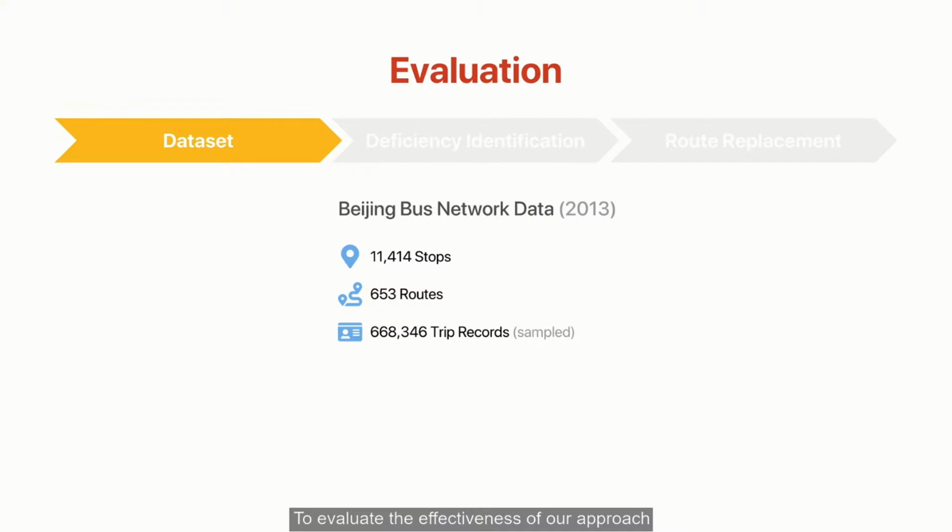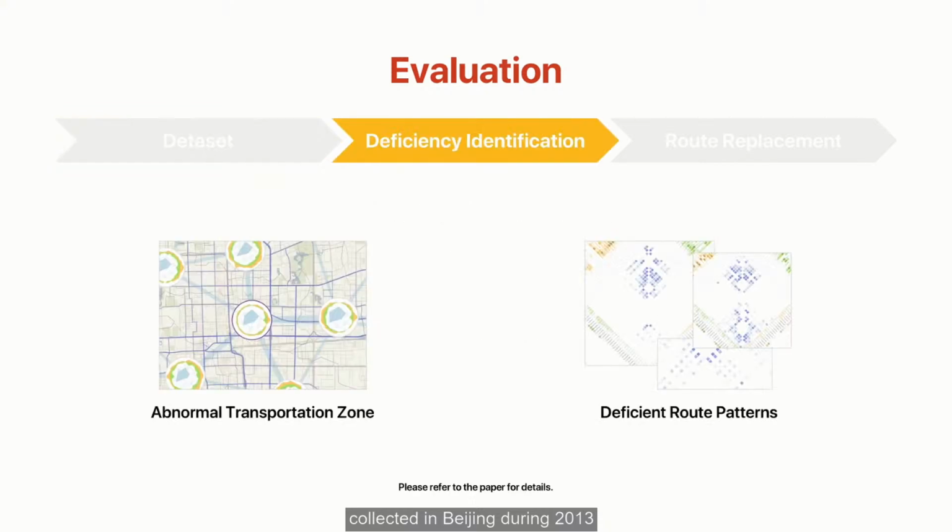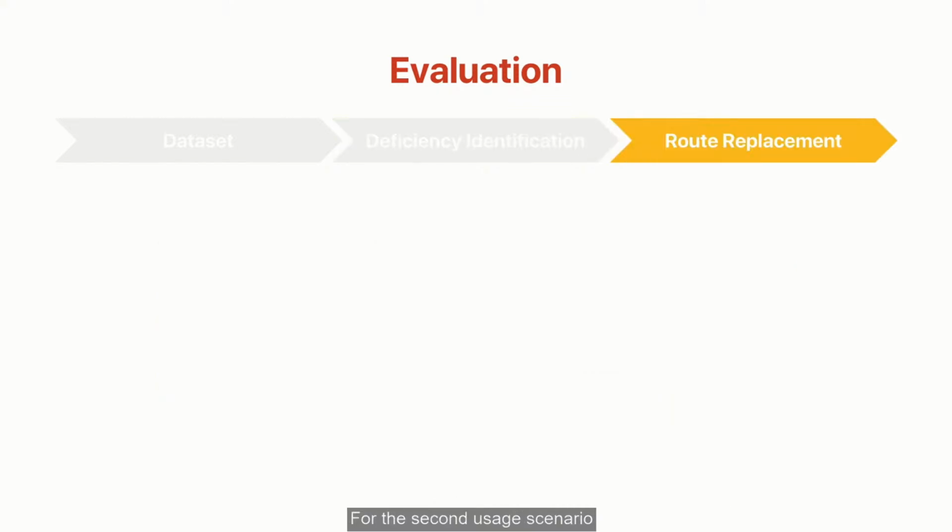To evaluate the effectiveness of our approach, we present two usage scenarios on real-world bus network data collected in Beijing during 2013. For the first usage scenario, we identified an abnormal transportation zone and several deficient route patterns with the exploration interface. For the second usage scenario, we show how to interactively obtain the best replacement for a problematic route.